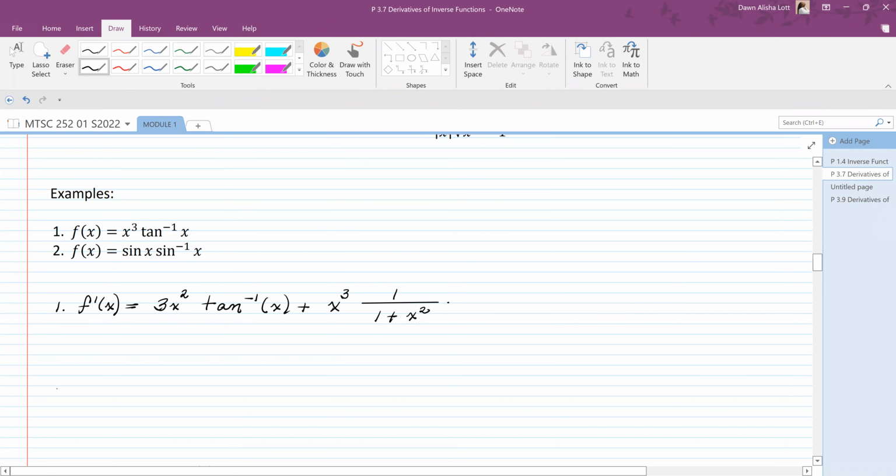Okay, number 2, we want to find f prime. Again, I'm going to use the product rule. So I'm going to take the derivative of the sine, cosine of x, and then multiply it by sine inverse of x. Then I'm going to take the first, which is the sine of x, and multiply it by the derivative of the second, which is 1 over the square root of 1 minus x squared.